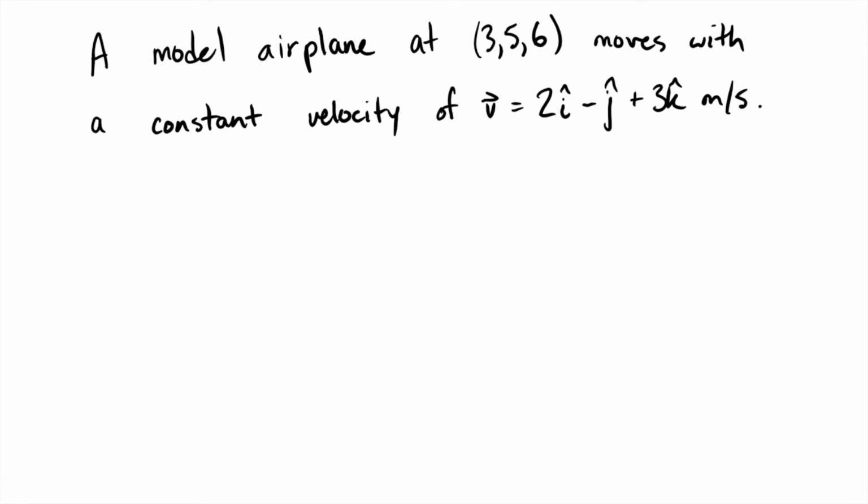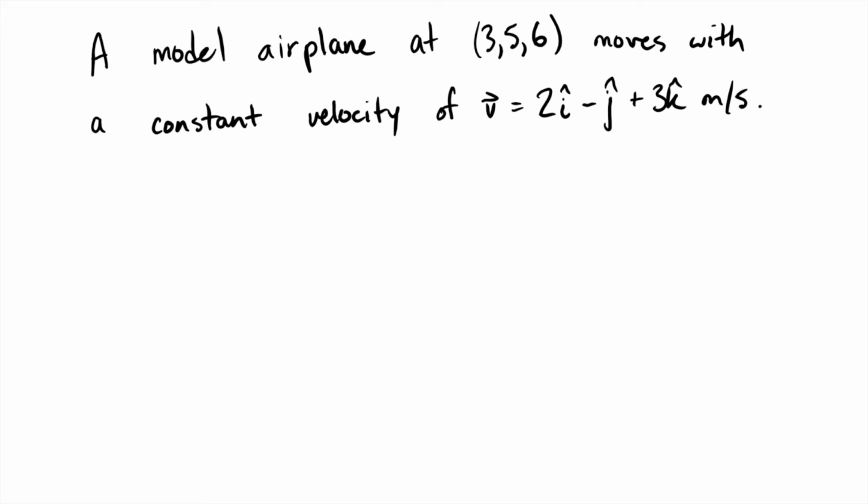So let's consider a real-life example that actually extends into 3 dimensions. We have a model airplane, and it is currently at the point 3, 5, 6. So that means it's at a certain position relative to the ground, but it's also in the air right now, 6 meters in the air, according to that z coordinate. And it's moving with a constant velocity that's given by that vector there. v is equal to 2i minus j plus 3k.